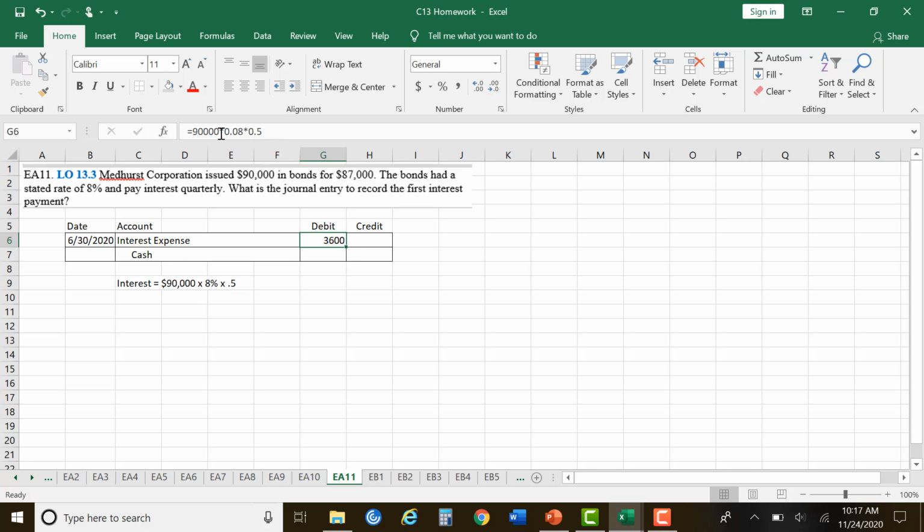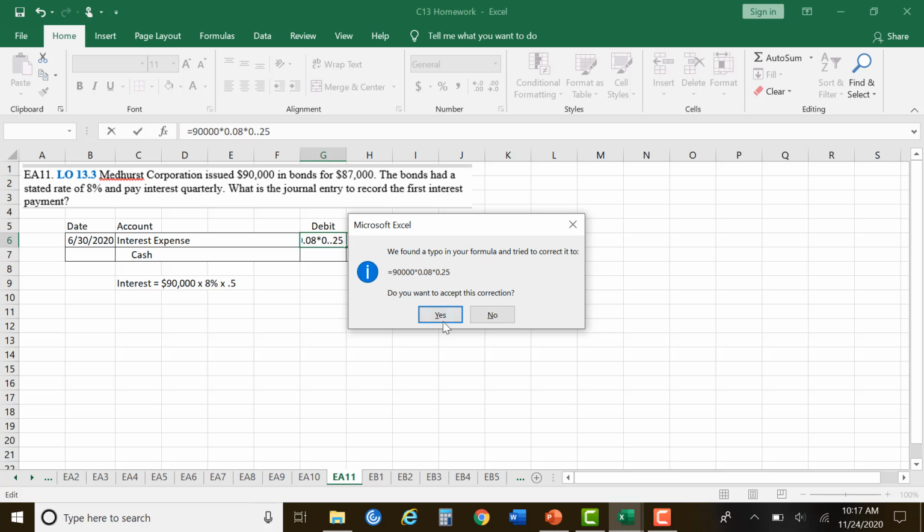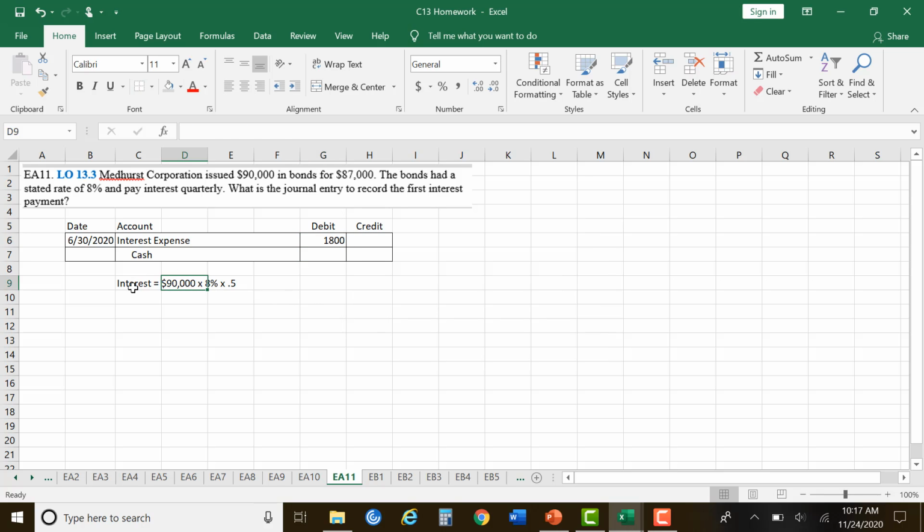Do half a year. 90,000. Oh, I'm sorry. Quarterly. Quarterly, that's important. So it should be, let's fix it. It should be 1/4 of a year, 0.25. Yes. And I want to correct this. It should be 0.25, representing 1/4 of a year. So pay attention to that when you do problems.